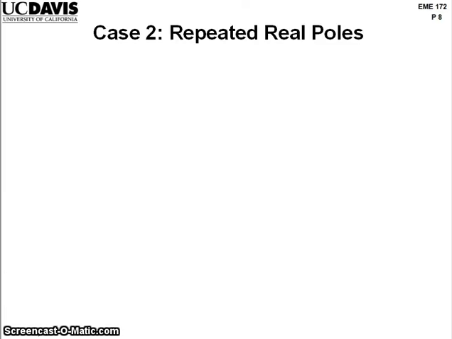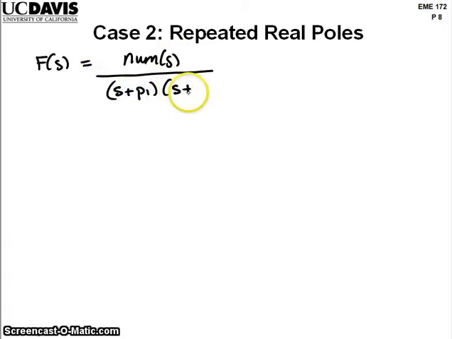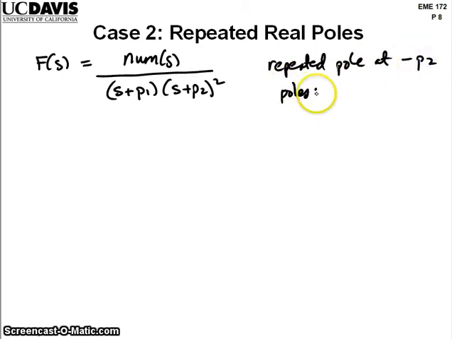Now case 2, if I have repeated real poles. In this case my function F of s looks like this: a numerator of s divided by s plus p1 times s plus p2 squared. So it has a repeated root at minus p2. The poles are minus p1, minus p2, and minus p2. So it has 3 poles, but 2 of them are repeated.